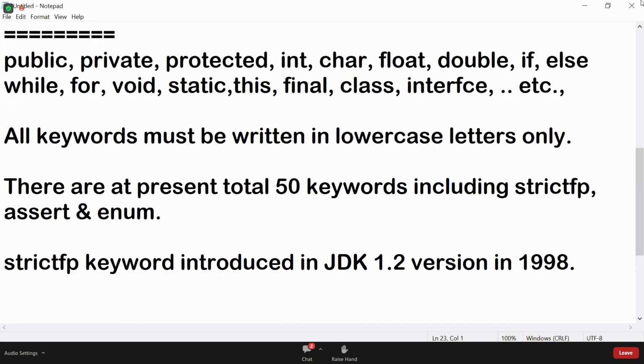You studied already JDK. JDK full form? Java Development Kit. It is called Java software. JDK, Java Development Kit, nothing but Java software. Latest version of JDK is 19.